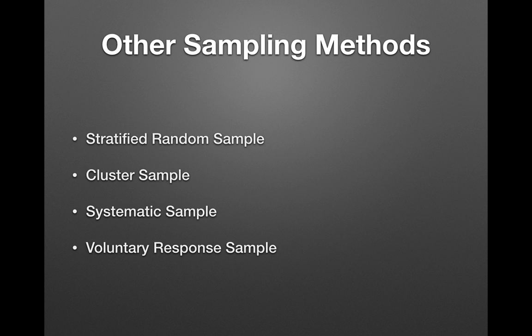Some other sampling methods are the stratified random sample, a cluster sample, systematic samples, and then voluntary response samples. Now, I actually want you to read in your textbook more about these to gain a better idea, but I want to give you a brief overview. When you talk about a stratified random sample, it just breaks your population into strata. And so the strata are going to be groups that seem natural.